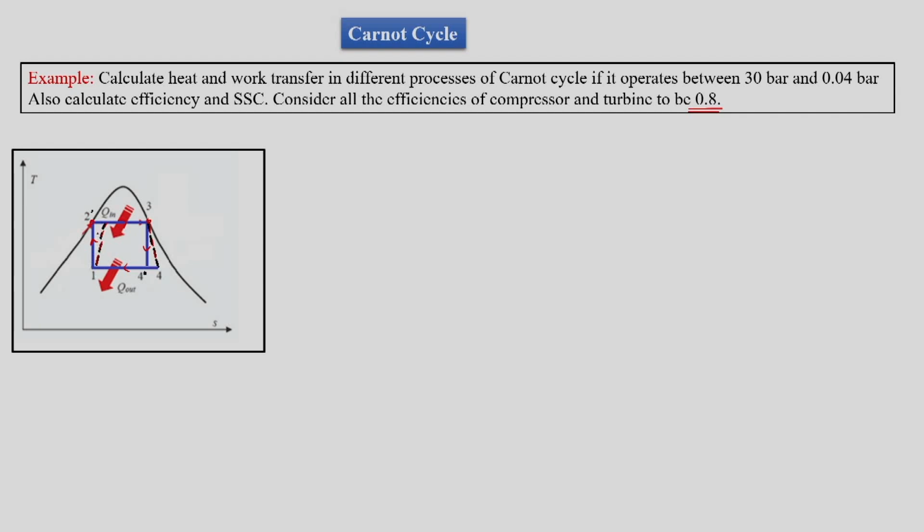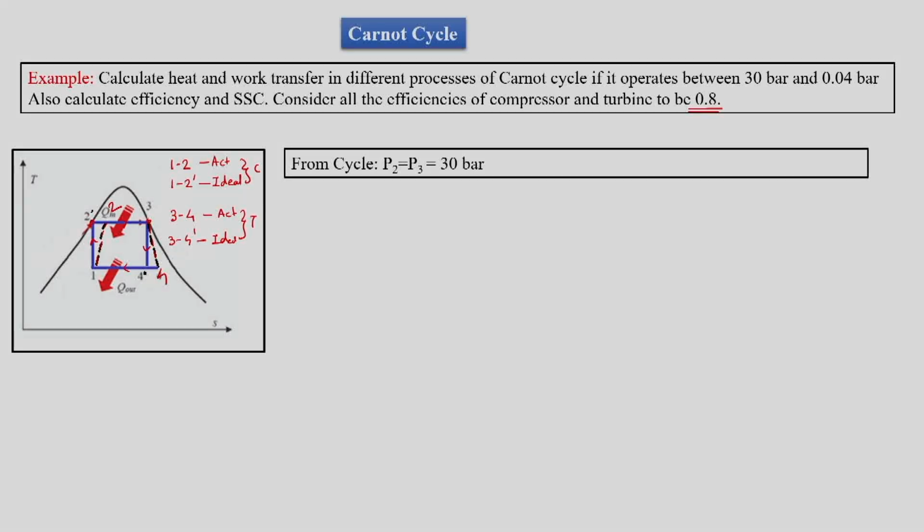So we name that 1 to 2 is the process in the compressor and 3 to 4 is the process in the turbine. The actual process is 1 to 2, but the ideal process is 1 to 2 dash. This is actual, this is ideal, in case of the compressor. In case of the turbine, 3 to 4 is actual and 3 to 4 dash is ideal.